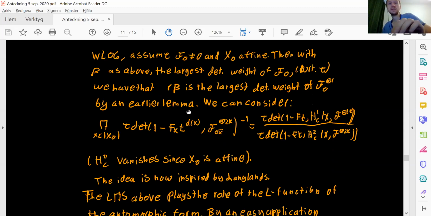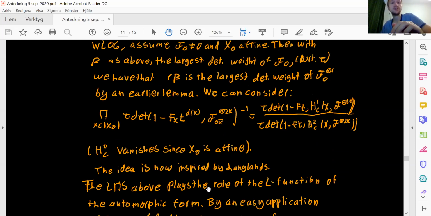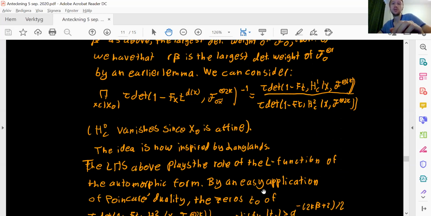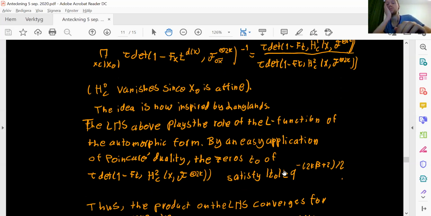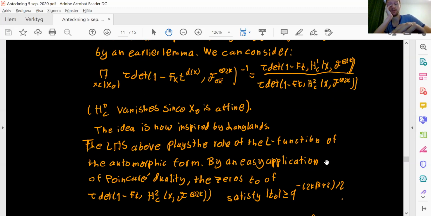Right. So now the idea is to follow Langlands. In the above, the left-hand side plays the role of the L function or the automorphic form. Now you can use an easy application of Poincare duality to note that the zeros of this determinant 1 minus Ft acting on H2c of X, F to the 2k-th tensor power, are all greater than or equal to q to the minus (2k beta plus 2) over 2 power. You just use Poincare duality. It's not hard, but I will not go into it.